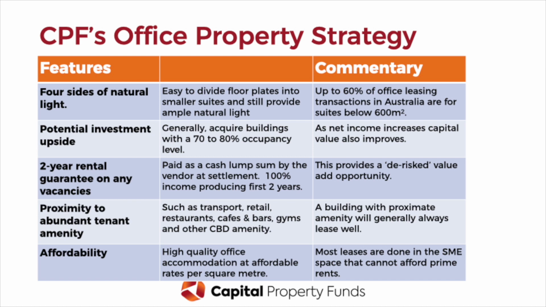And the aim there is to create manufactured growth. As the net income of the building improves, so does the value and so does the distributable income. Every single building that we've ever purchased, we always acquire it with a 2-year rental guarantee, which is paid as a lump sum cash payment by the vendor. We call that term de-risk, so that you've got 2 years where the building is 100% income producing, and in that 2-year period, you improve the leasing profile as much as you can.